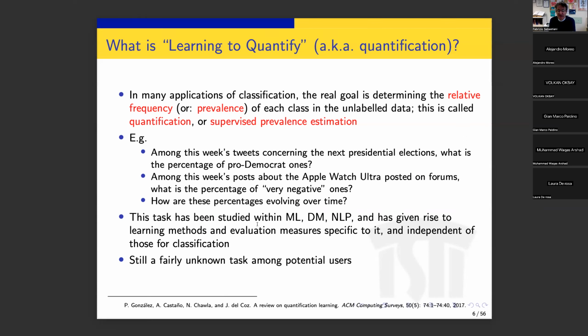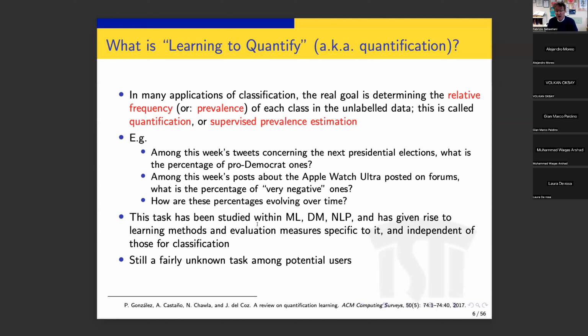So indeed, there are many applications of classification in which this real goal is determining what we call the prevalence of each class in the unlabeled data, or the relative frequency. Relative frequency is terminology which is typical of, say, information retrieval. Prevalence is the terminology which is typical of, say, statistics. Okay, but we understand what it means: the ratio between the number of items that belong to a certain class and the total number of items.